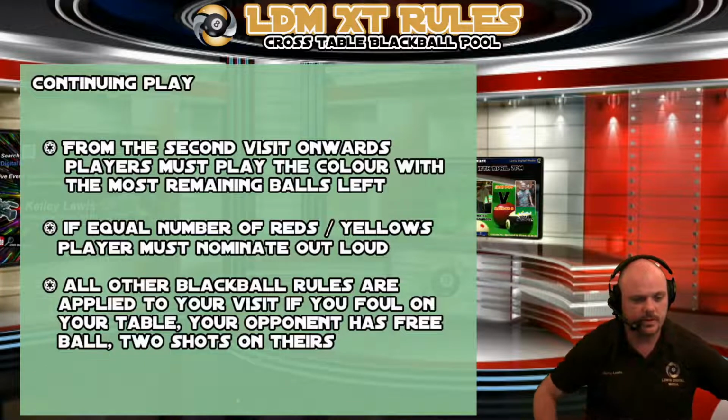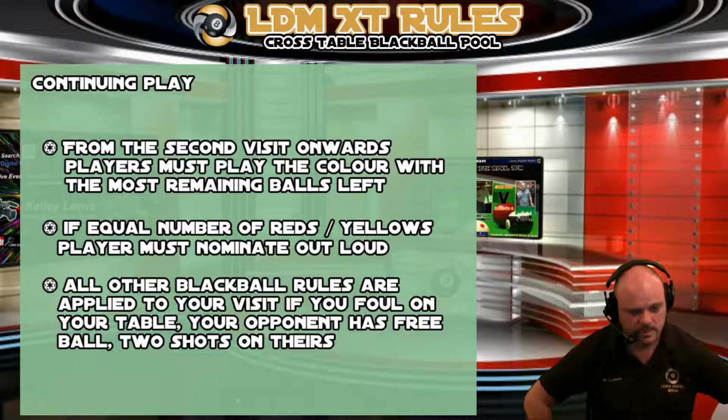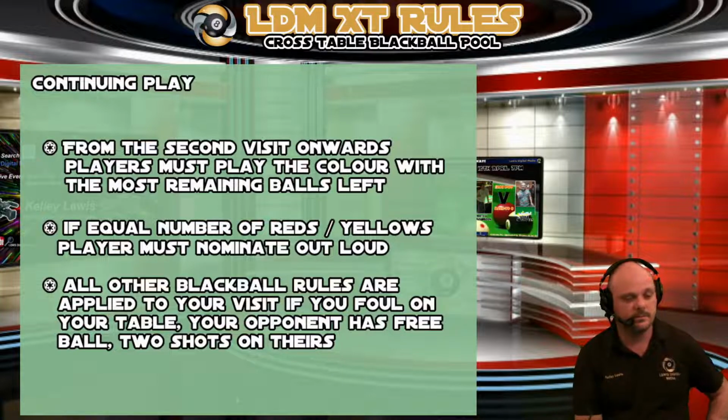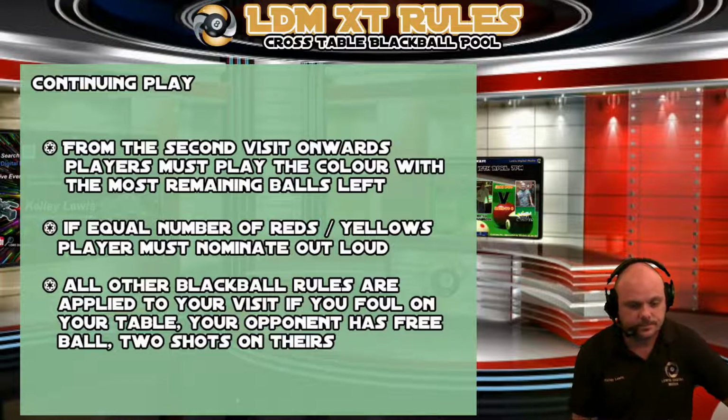So continuing the play. From the second visit onwards, players must play the colour with the most remaining balls left on the table. If it's an equal number of reds and yellows, the player must nominate out loud. All other Blackball rules are applied to your visit. If you foul on your table, your opponent has a free ball or 2 shots on theirs. Obviously if you pot the black in the middle of a frame, that's loss of frame.